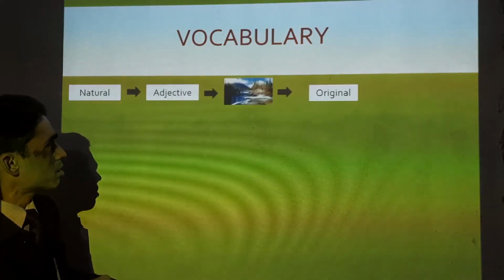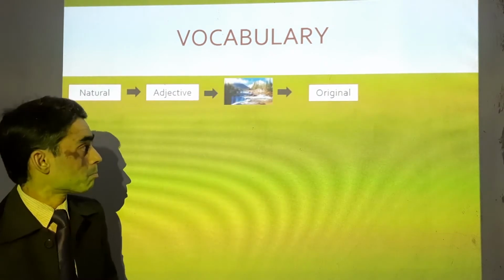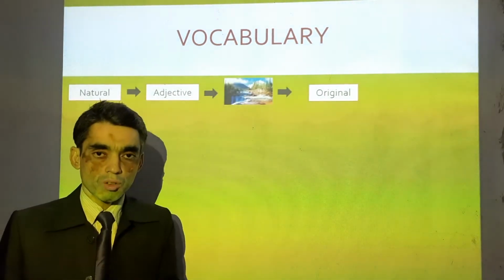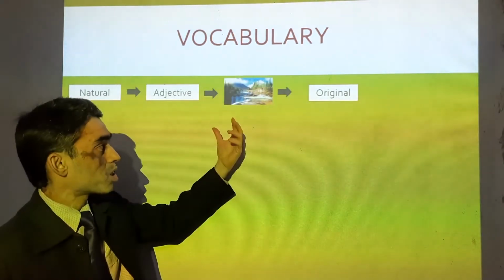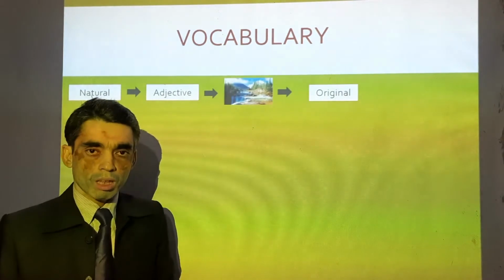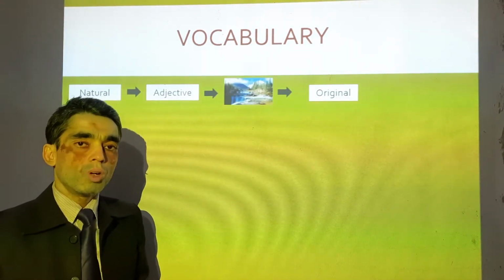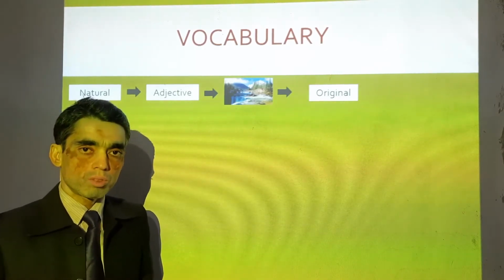So what do you think the word natural means? The word natural is an adjective here, in this context. And you see the picture, that means it's original. It comes from nature. It comes naturally, which is the original one, not artificial.